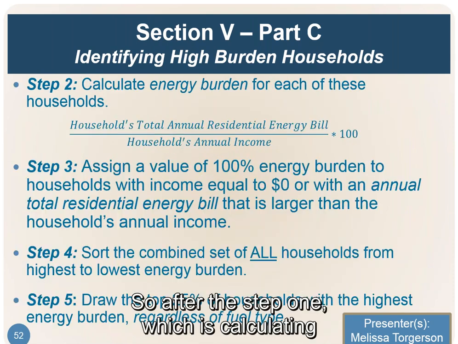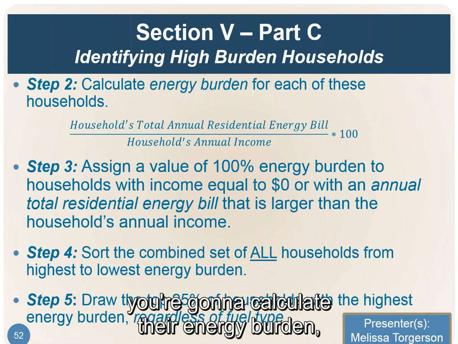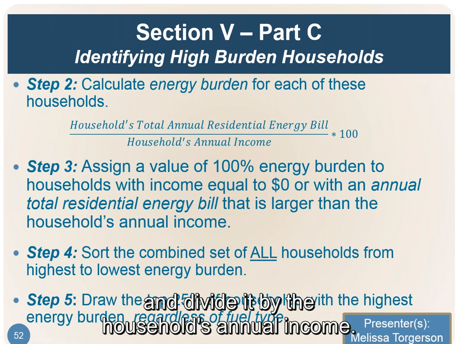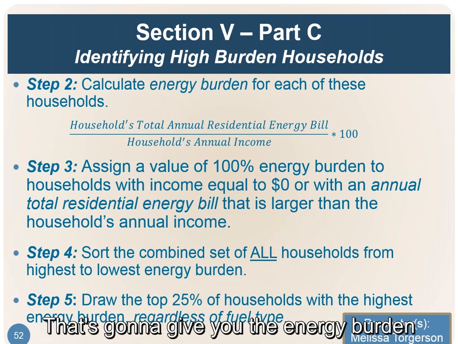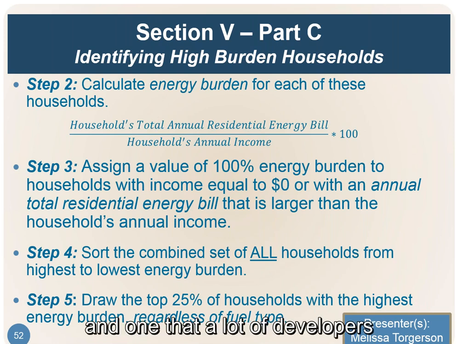So after step one, which is calculating their annual total residential energy bill, you're going to calculate their energy burden. So you're going to take their residential energy bill and divide it by the household's annual income. That's going to give you the energy burden for each of your households. This is an important step and one that a lot of developers or IT folks can easily skip over.